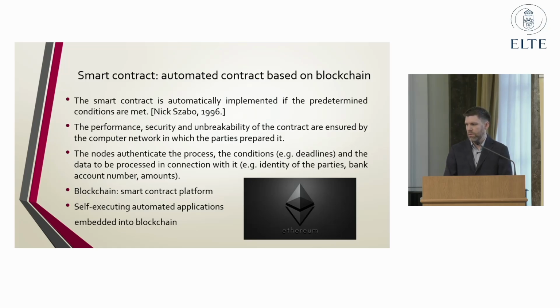The performance, security and unbreakability of the contracts are ensured by the computer network in which the parties prepared it. In a blockchain-based environment, the nodes authenticate the process, the conditions, for example the deadlines previously set out by the contracting parties, and the data to be processed in connection with it, for example the identity of the parties, names, bank account numbers, the amount. When the predetermined conditions are met, the contract is fulfilled. So we do not have to rely on some kind of third party, for example a lawyer, to fulfill the contract.